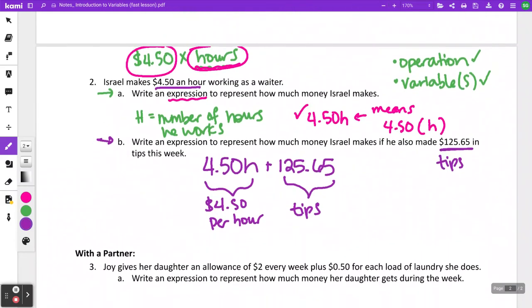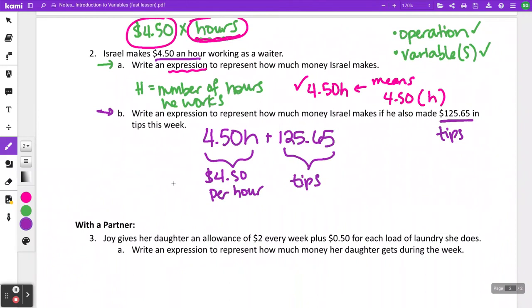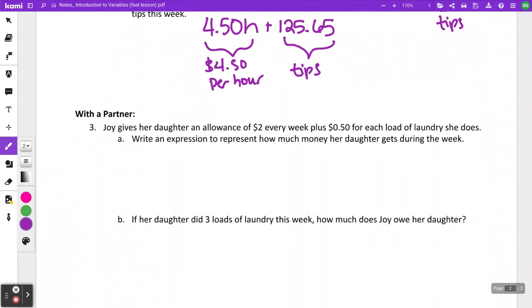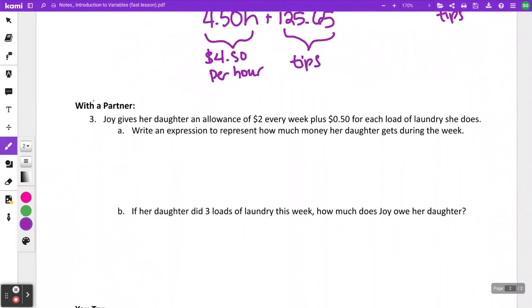I have one last example, and this last example also is going to be a problem that includes more than one operation. It says with a partner, but I'm going to have to be your partner for this one. In number 3, we're told Joy gives her daughter an allowance of $2 every week plus 50 cents for each load of laundry she does. Our goal for the first part is to write an expression to represent how much money your daughter gets during the week. Let's start by talking about this part here.